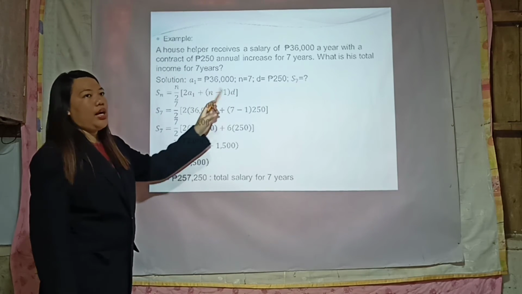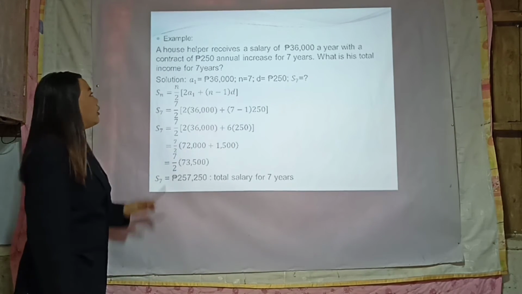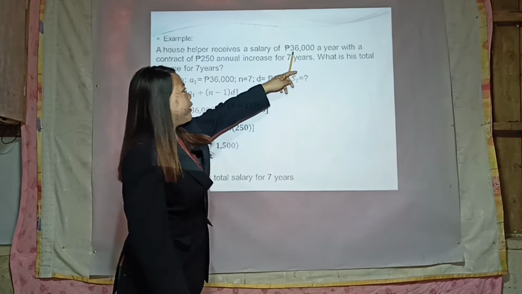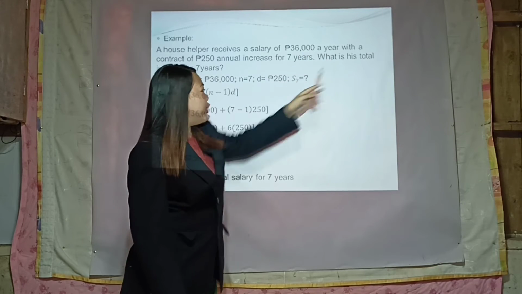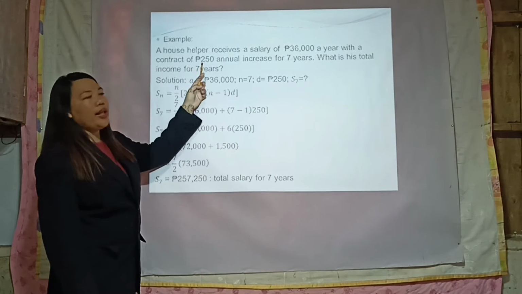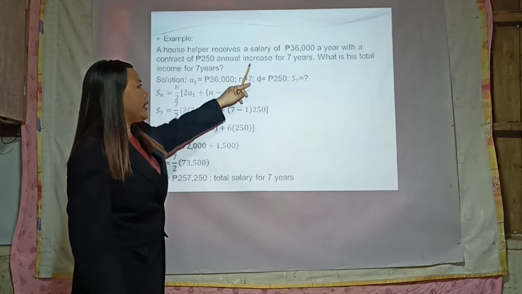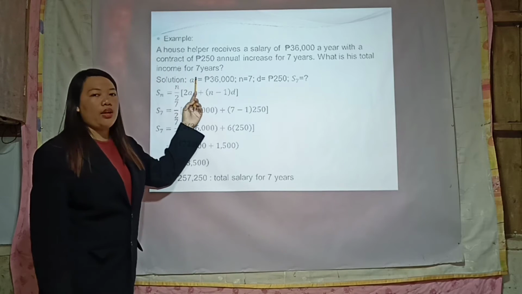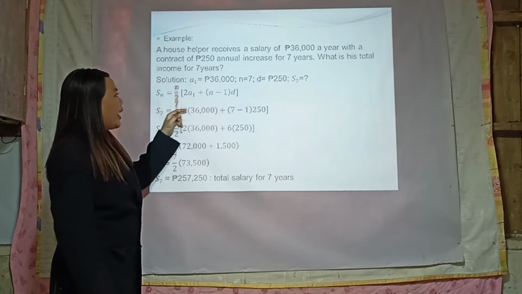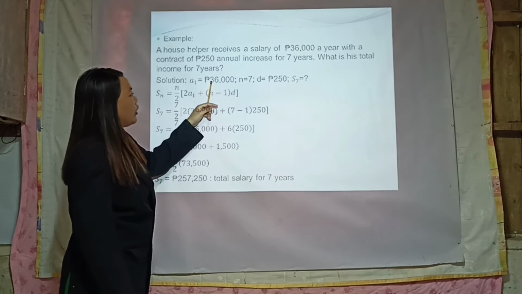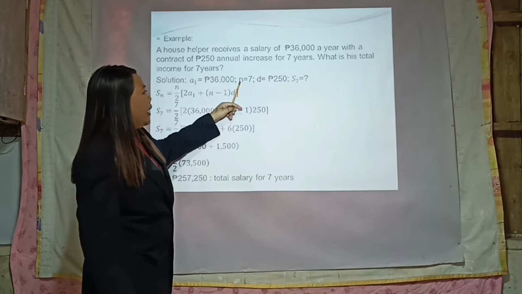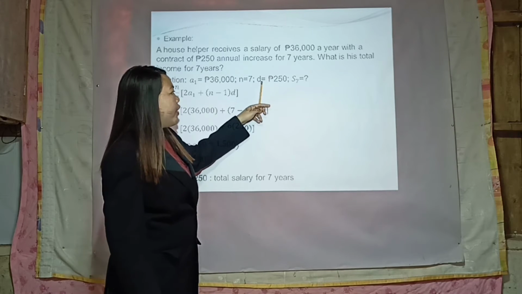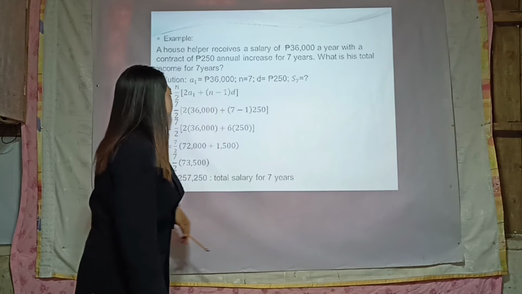So let's move to the real-life example. A house helper receives a salary of 36,000 pesos a year with a contract of 250 pesos annual increase for 7 years. What is his total income for 7 years? Solution. a sub 1 is equal to 36,000 pesos. Then n is equal to 7 years. Then the common difference is equal to 250 pesos.